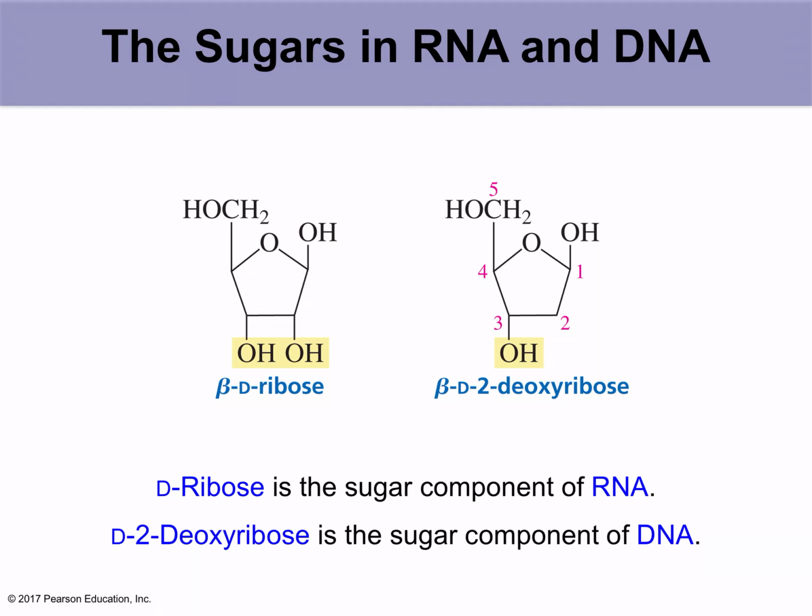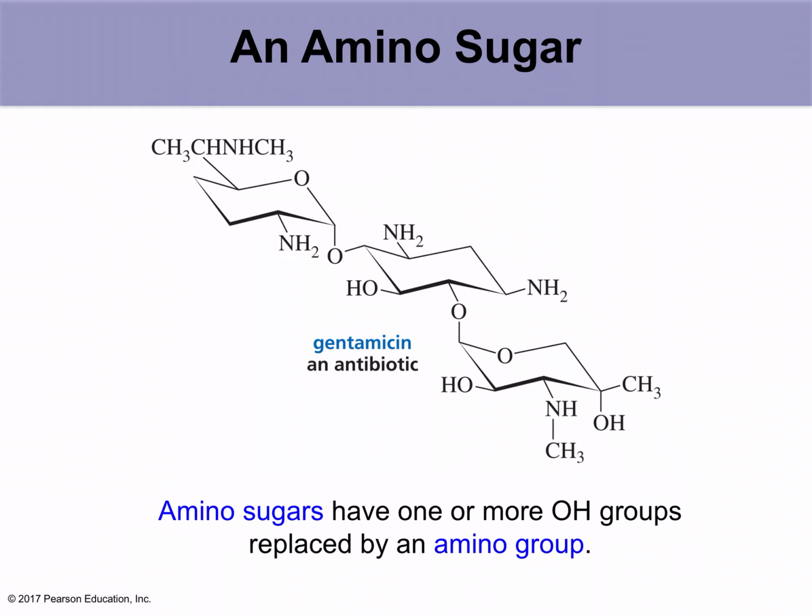So that concludes our chapter about carbohydrates, and now you can do your homework also. And this is an example of an amino sugar. In an amino sugar, in addition to the alcohol groups, you can see amine groups. They have one or more OH groups replaced by amino groups. Here's an example of an antibiotic, gentamicin. All right, that's the end of the carbohydrate chapter.